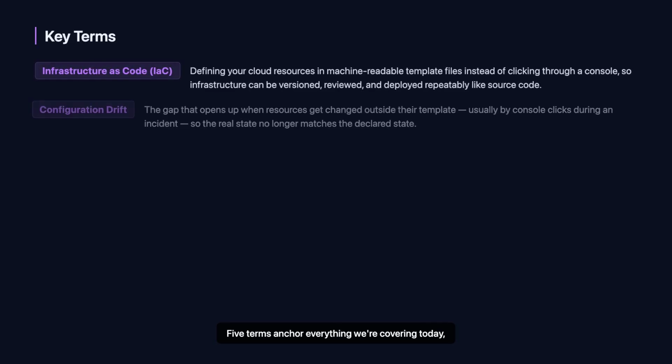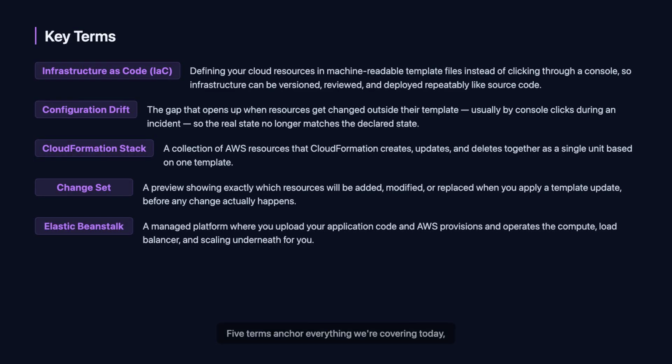5 terms anchor everything we're covering today, so let's establish them up front. Infrastructure as code is the practice of defining your cloud resources in template files rather than clicking through a console. Resources become repeatable, versionable, reviewable. Configuration drift is what happens when reality diverges from those templates. Someone clicks a setting during an incident, and now your actual environment no longer matches what's declared.